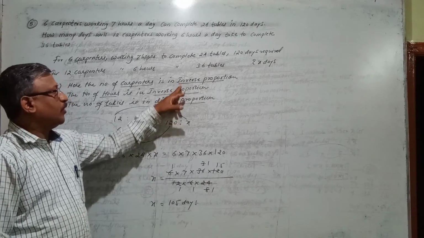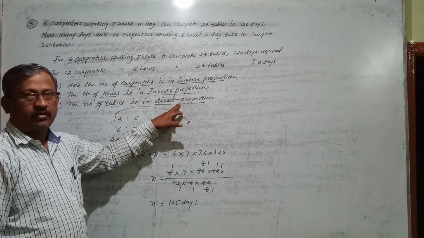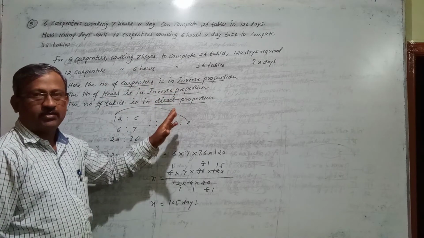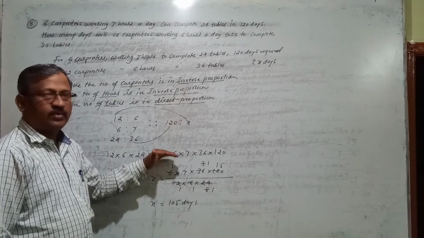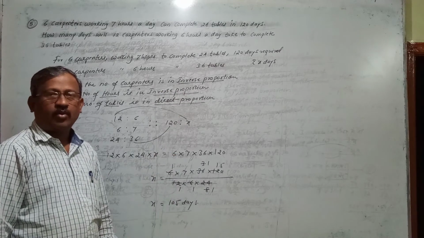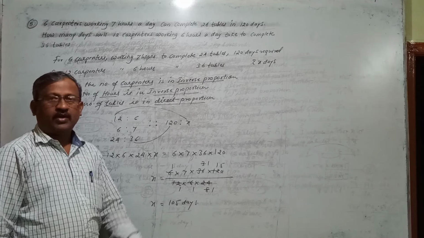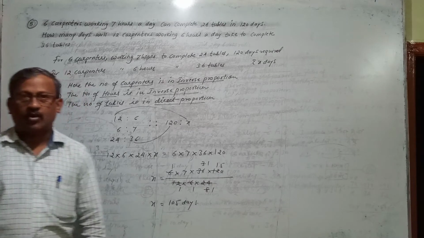And a very important point is the realization, right? Whether those ratios are in direct or in inverse. Clear? So if you understood this much, you can easily attempt the problems on proportion. So I hope this is clear to you all. Now we'll continue with the next problem on proportion.